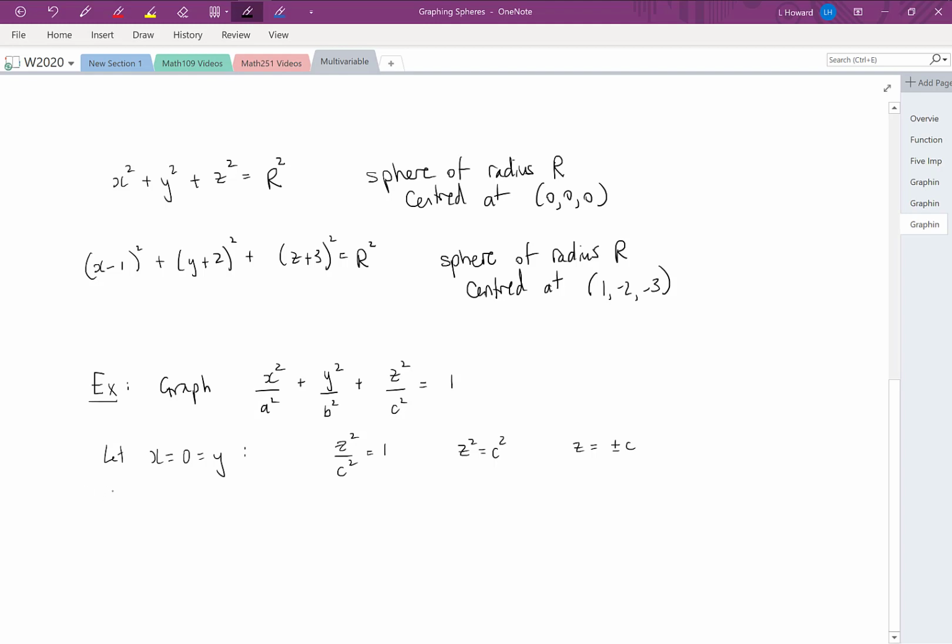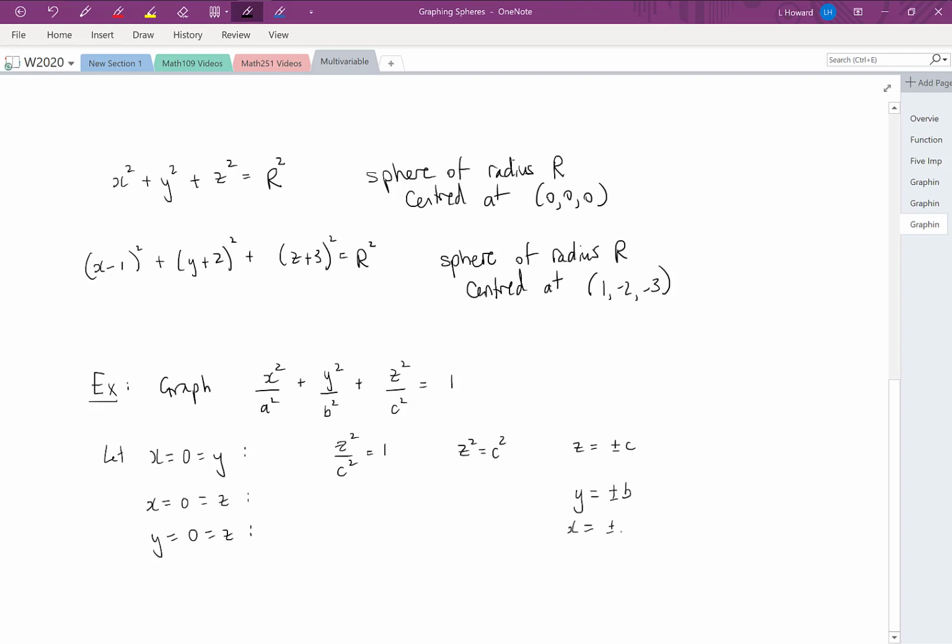And you could do this for any pair of variables. So you could say let x and z be equal to 0. You could say let y and z be equal to 0. And in each case, what you would be figuring out is the possible values for the third variable. So if you did this with x and z equaling 0, you would find something like y equals plus or minus b. And if you did it with y and z equaling 0, you would find that x equals plus or minus a.